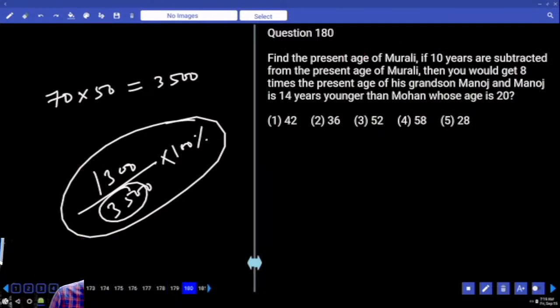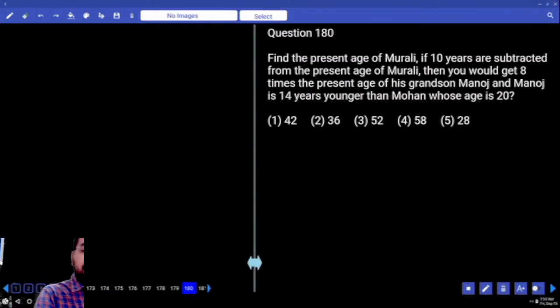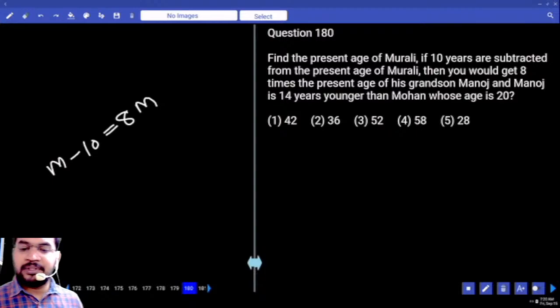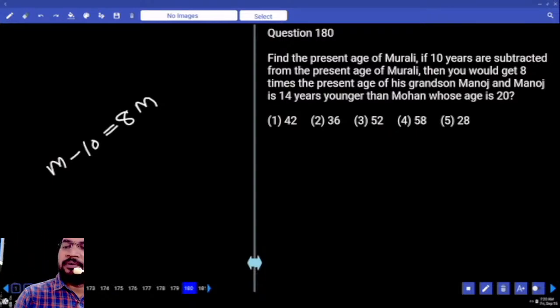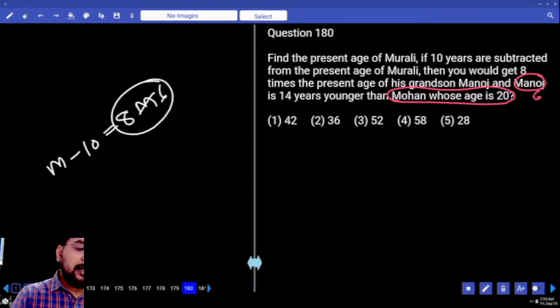Find the present age of Murali. If 10 years are subtracted from present age of Murali, then we would get 8 times the present age of his grandson Manoj. If Manoj is 14 years younger than Mohan, so Mohan age is 20. Manoj is 14 years younger. Manoj age is 6. If Manoj is 6, 8 6 are 48. Sorry, Mohan will be, Murali kada, Murali will be 58.